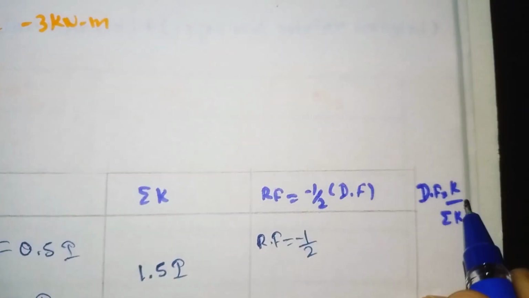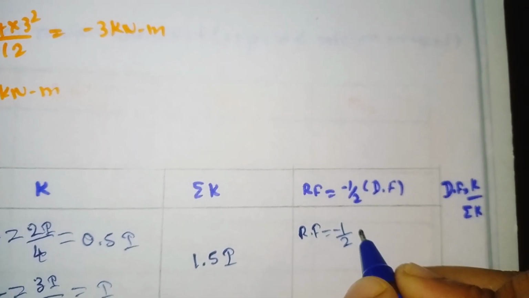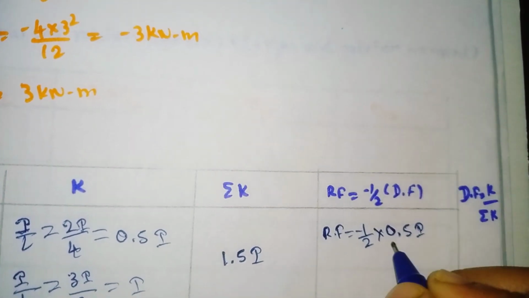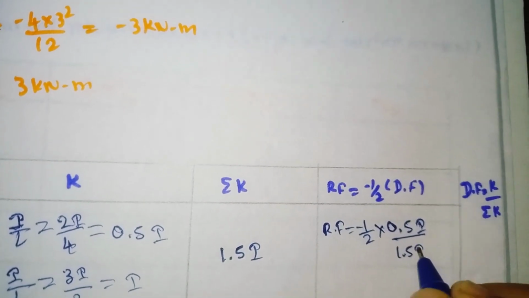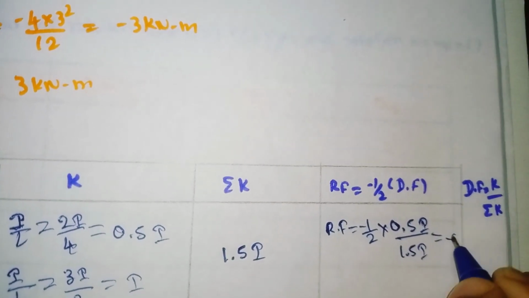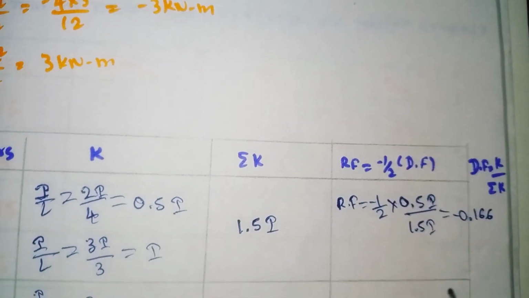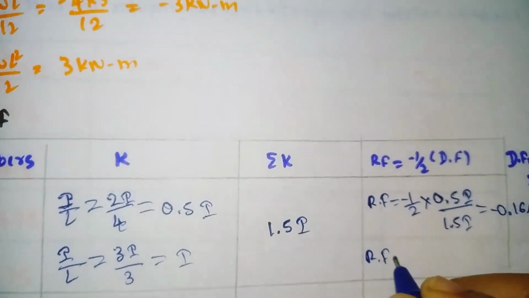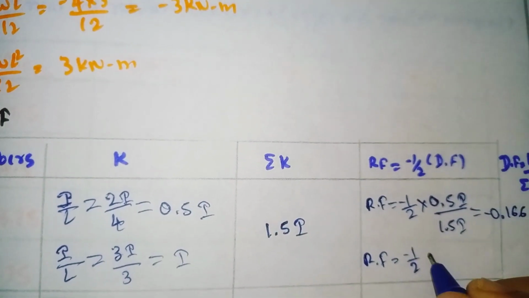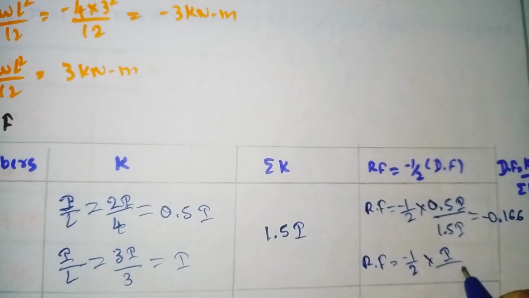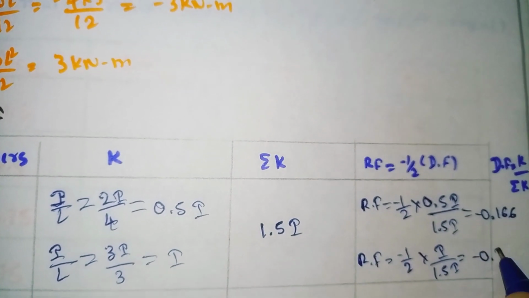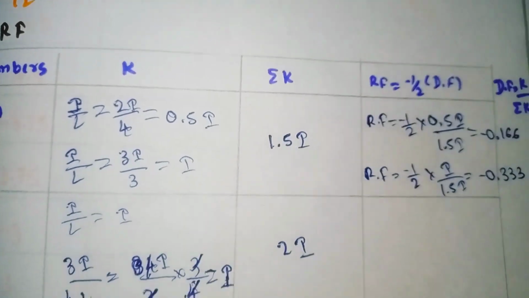For that we have the formula k divided by summation of k. So here k is 0.5I divided by summation of k, which is 1.5I. It will come out as minus 0.166. Similarly for member BC, the rotation factor is equal to minus 1 divided by 2 into I divided by 1.5I. It will come out as minus 0.333.